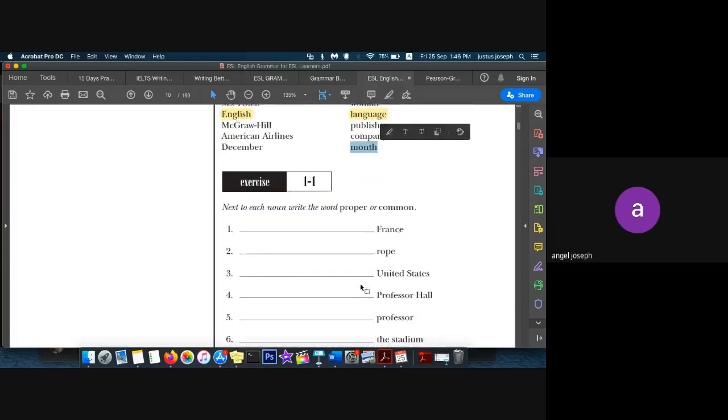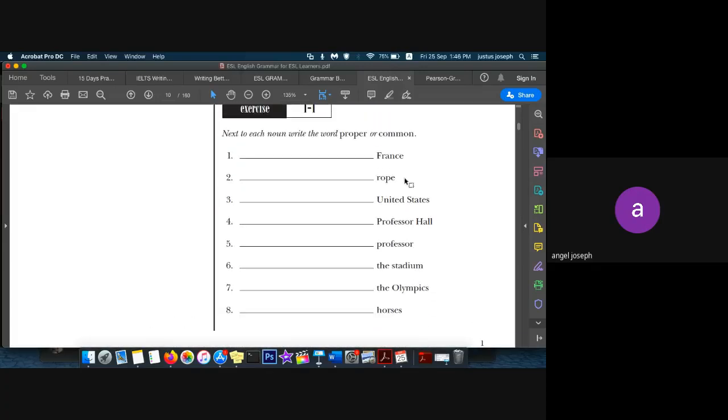So, quickly, let's just finish this off. France, tell me, proper or common noun? Proper. Rope, common. United States, proper. Professor Hall, proper. Anyone has a doubt? Common noun here. No. Okay. Why no?